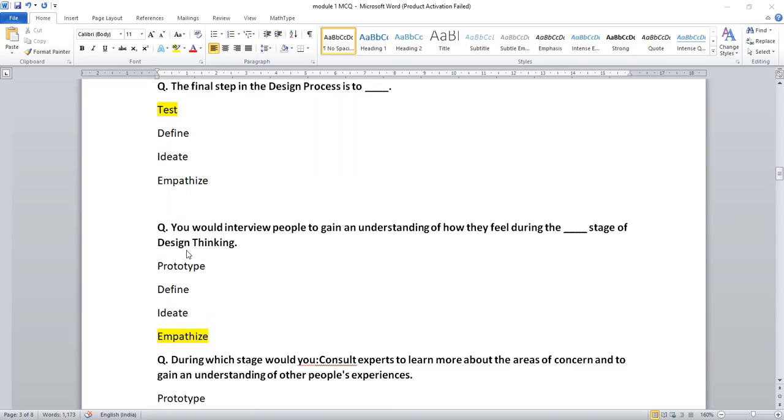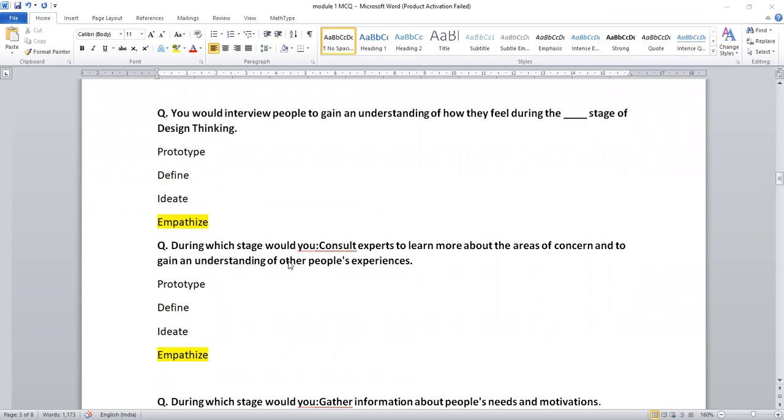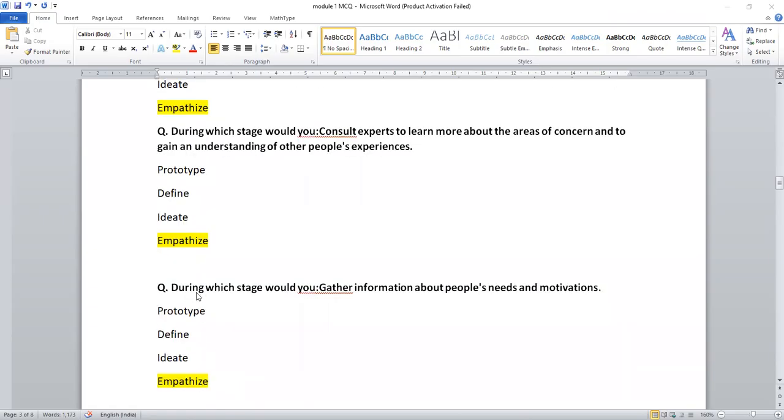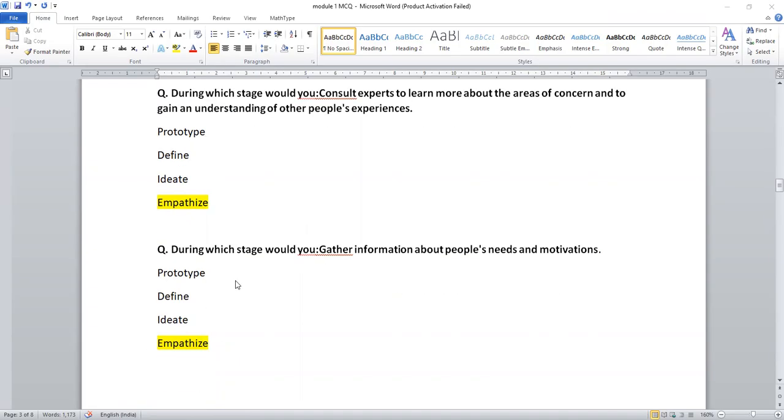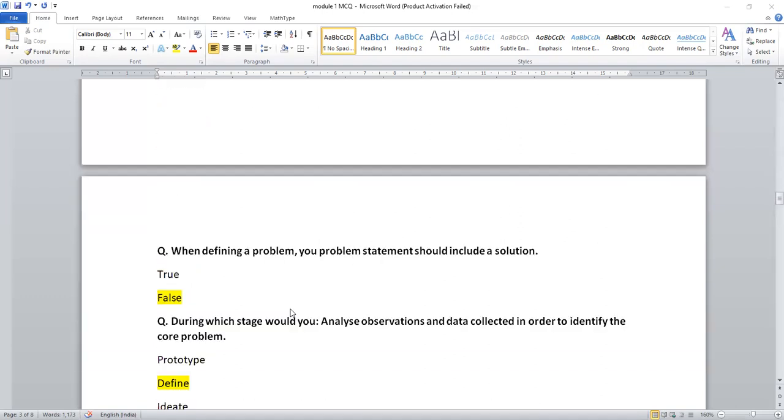Fine. Similarly, what would interviewing people gain to understand how they feel during the dash stage of design thinking? Obviously, empathize stage only. During which stage would you consult experts to learn more about the areas of concern and to gain understanding of people's experience? Obviously, empathize stage only, because this is the most important stage of design thinking. During which stage would you gather information about people's needs and motivation? That also is empathize only. One question is confirmed based on this particular stage.